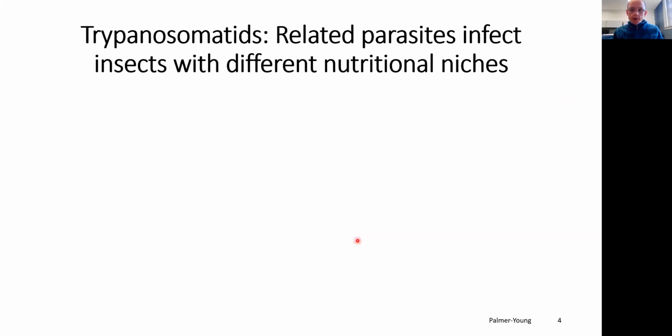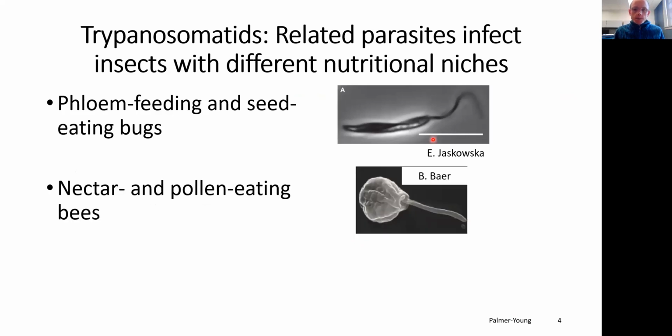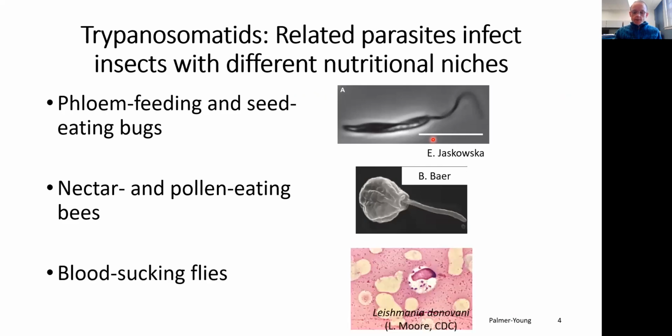The trypanosomatid parasites of insects provide an ideal system for comparing the phytochemical tolerance of related parasites that infect hosts with differing diets and gut chemistry. This family of flagellated protozoa includes species associated with phloem-sucking and seed-eating bugs, nectar and pollen-consuming bees, and blood-sucking flies, such as mosquitoes and sandflies.